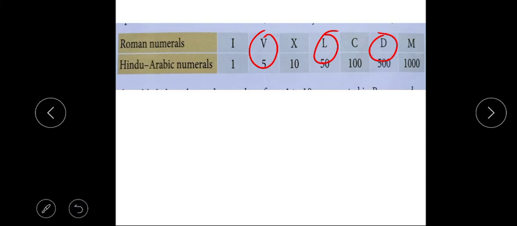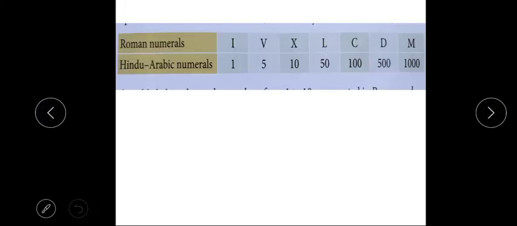Then the symbols for 5, 50 and 500 never repeat. Okay, so we already learned that C represents 100.